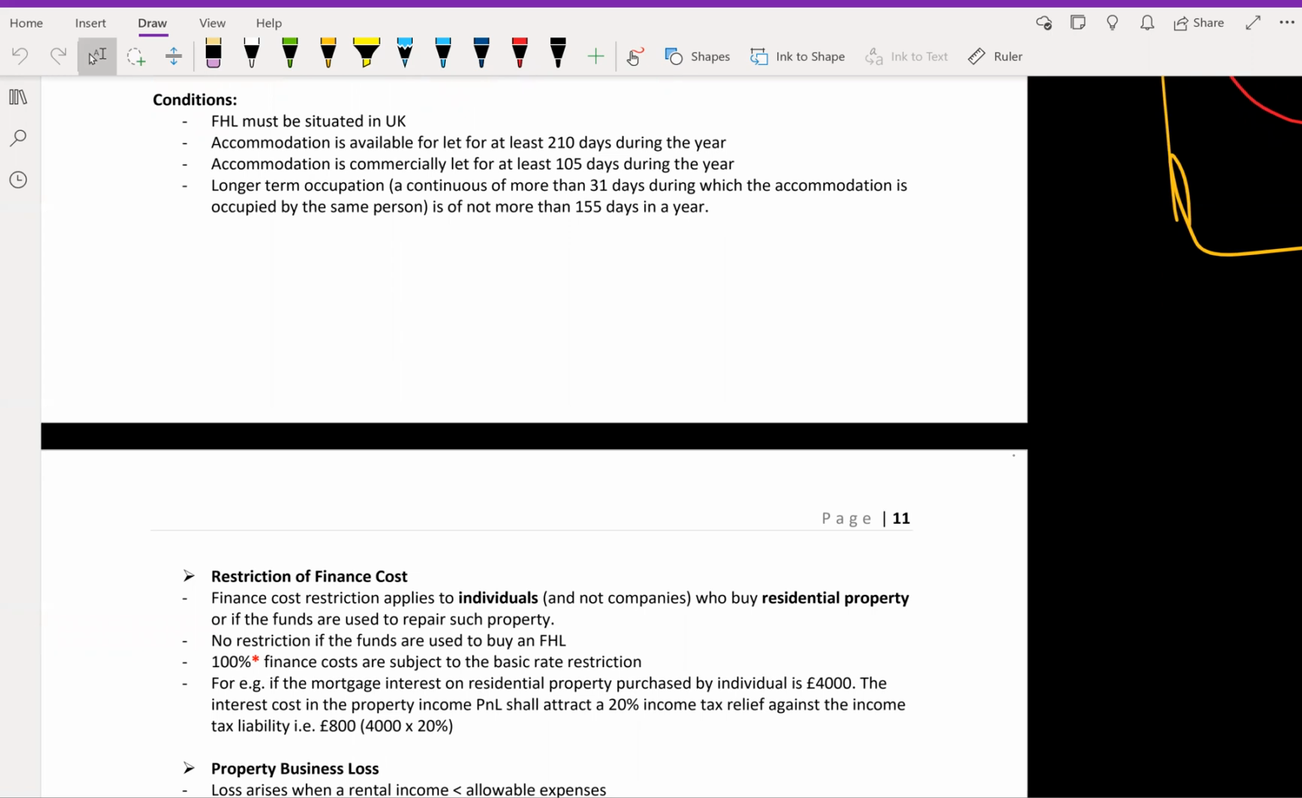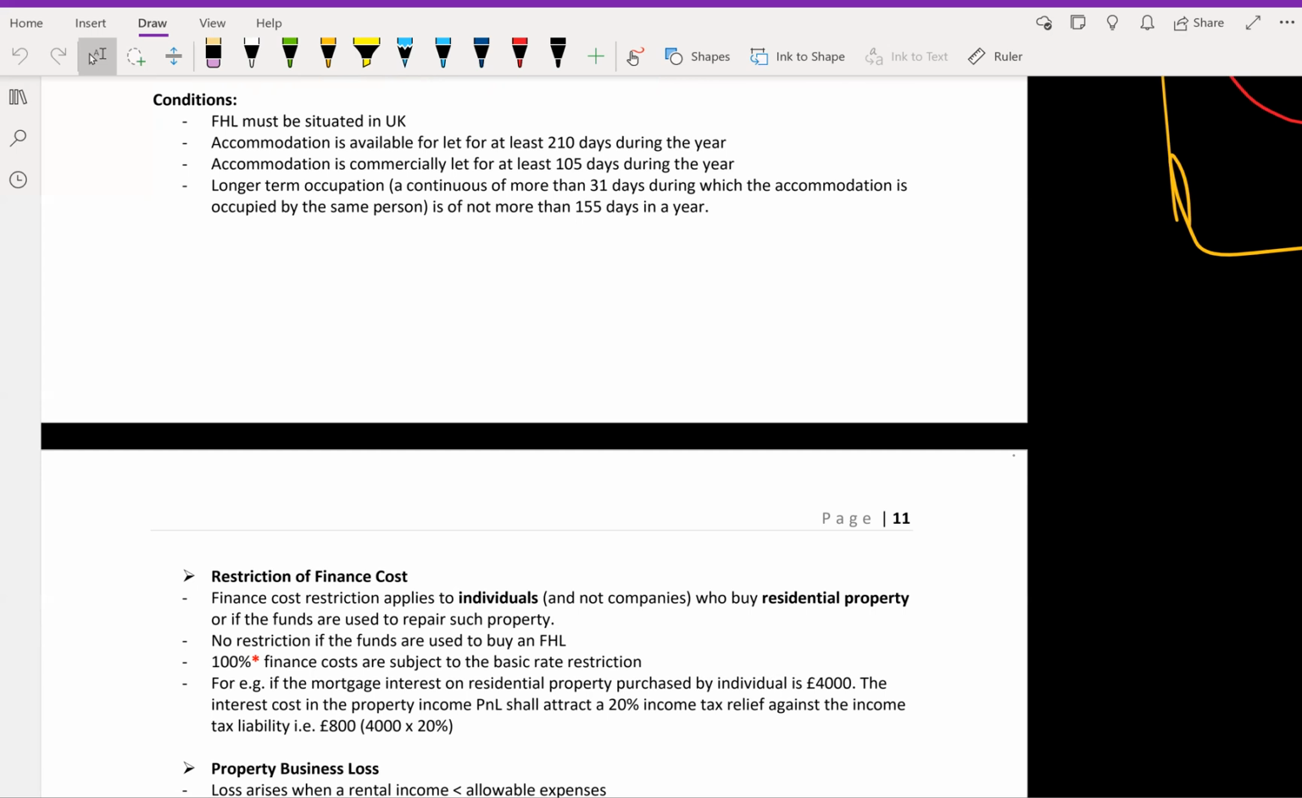Second, whatever property you have, whatever accommodation you have, it should be available, not actual, available. Remember I talked about two periods when I was starting this topic. Available for letting and actually let, right? It should be available for letting at least 210 days in a year. So that essentially becomes 7 months based on 30 days a month, approximately. In a year, it should be available for letting.